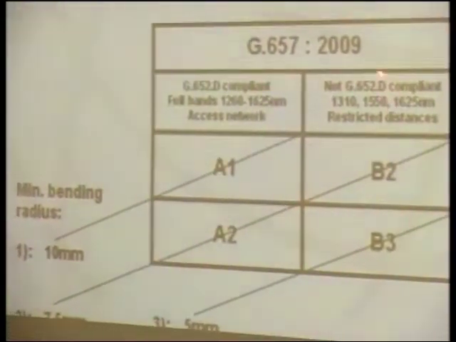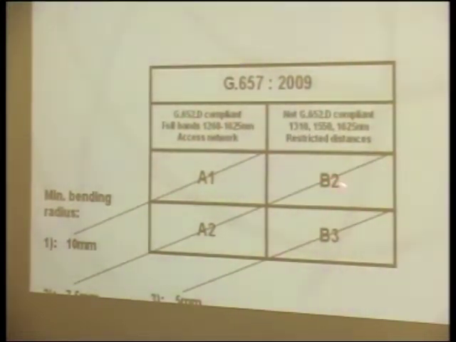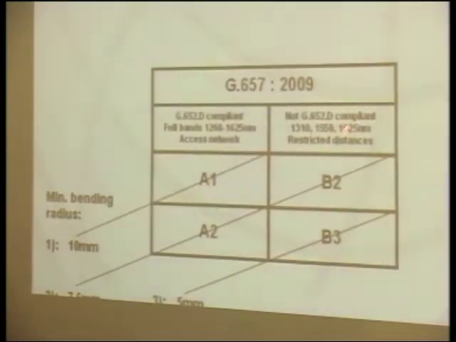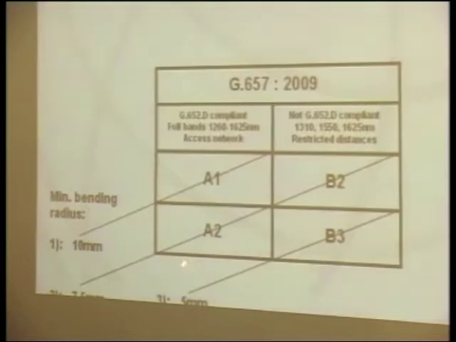Now the B category, here you find improved bending sensitivity. B2 and B3 are the 2 subcategories in this class. B2 has the same specification as A2, but is not fully G652D compliant. And B3 is the best fiber we have in terms of bending insensitivity, and it can be bent up to a bending radius of 5 millimeter. So this is the situation we have inside G657.